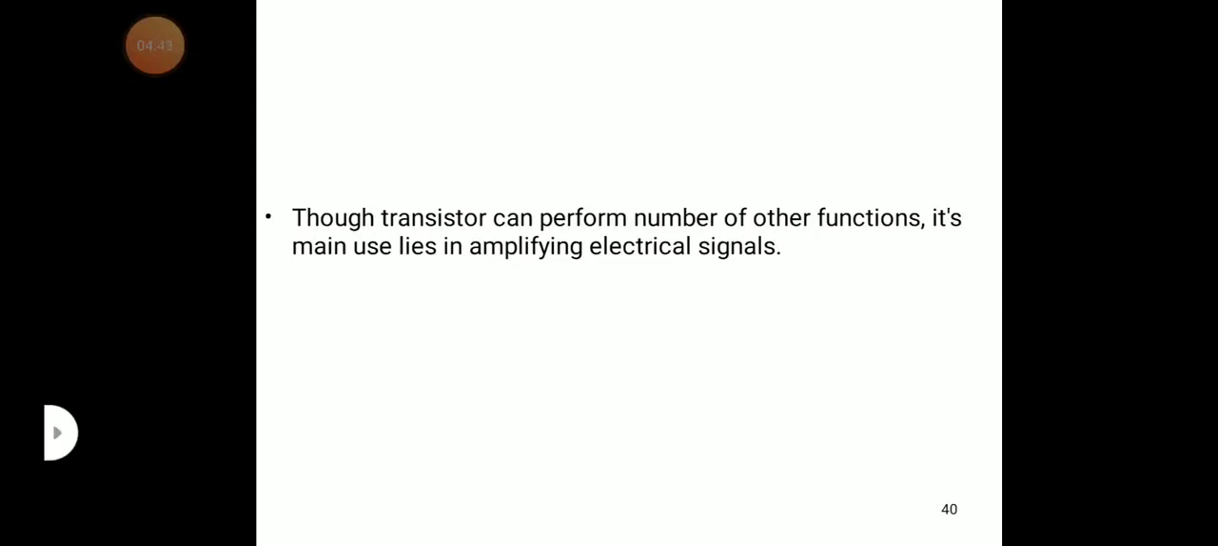Here the main concept is that one terminal is used as common for input and common for output. That is called a common terminal. If we use the base as common, it is common base. If we use the collector as common, it is common collector. If we use the emitter as common, that is called common emitter. So the device has two input terminals and two output terminals, where one is common for both.